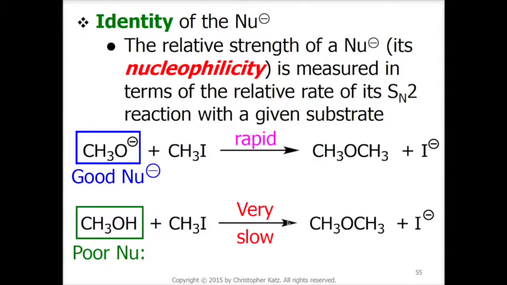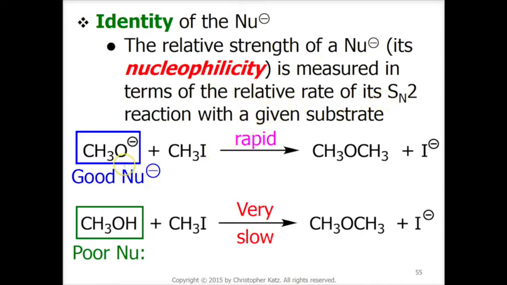Identity of a nucleophile. Okay. Notice how we're calling these things a nucleophile now. We name these things very conveniently for us, based on their employment. In this case, we have a good nucleophile, which you can also see is a good base. And that's sort of how we look at things: as good bases and good acids if we're talking about acid-base reactions, but good nucleophiles if we're talking about substitution reactions. All right, so here we have a good nucleophile, right? The relative strength of a nucleophile, its nucleophilicity, is measured in terms of the relative rate of the reactions of SN2.